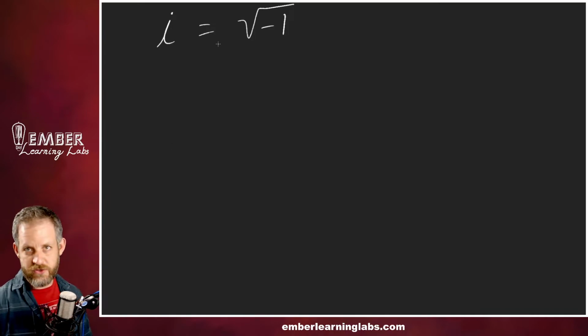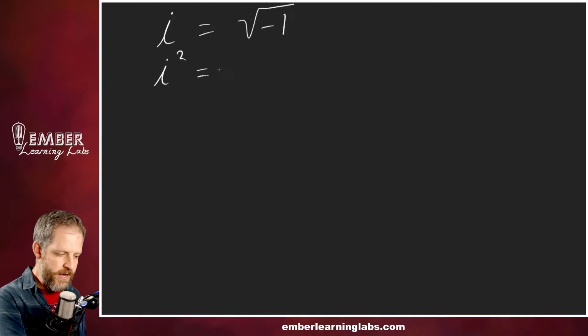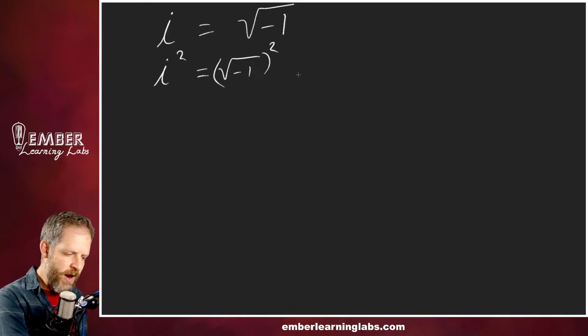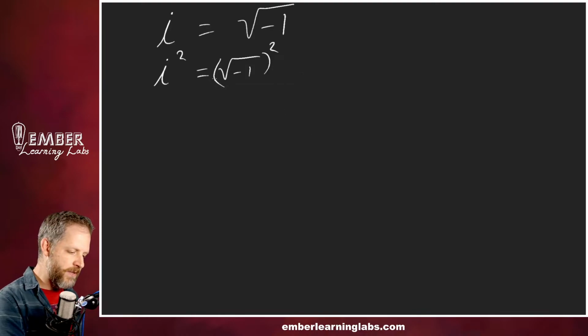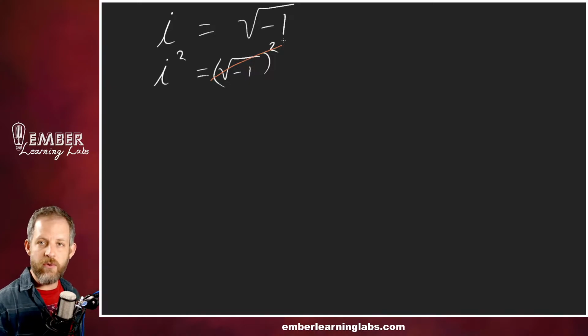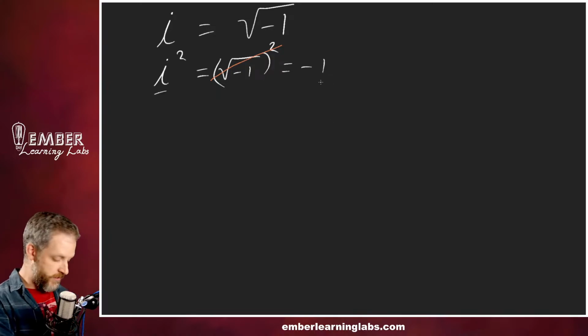So if i equals the square root of -1, you remember or know that if we take i squared, that would be the square root of -1, squared. Now, square and square roots are opposites, right? And in math, opposites cancel. Same thing here. Square and square root cancel out, leaving us with just -1. So i squared equals -1.